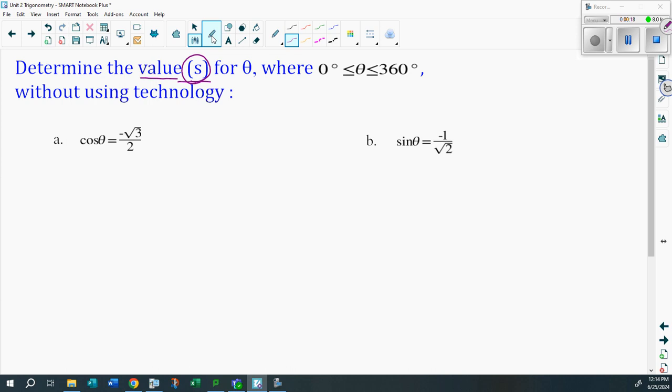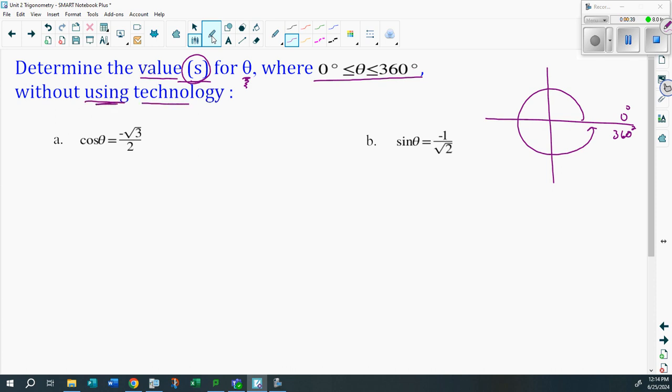This is because the theta, the angle you're looking for, is somewhere in that rotation of 0 to 360 degrees. Well, what is 0 to 360 degrees? Well, there's 0. It's got to be all the way around to 360 degrees. So it means it could be in any one of the 4 quadrants. Oh, man. And then the worst part is this, without using technology. Okay, so in other words, you really got to know what you're doing.